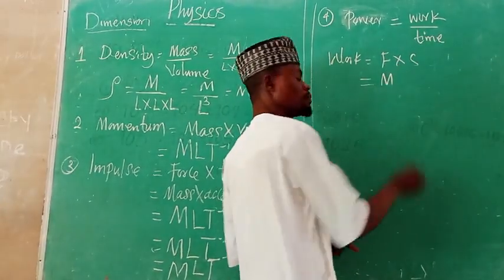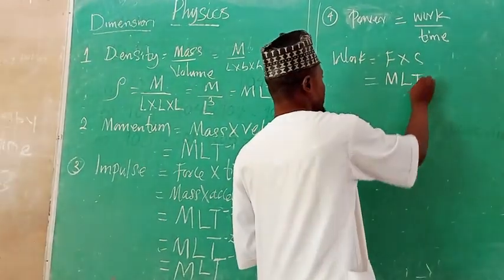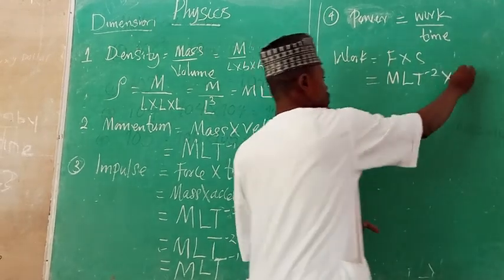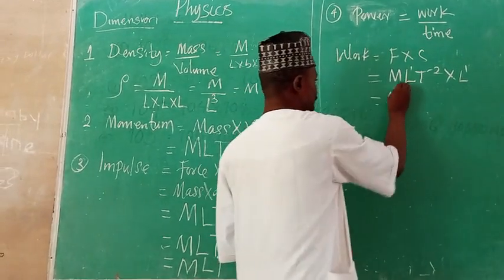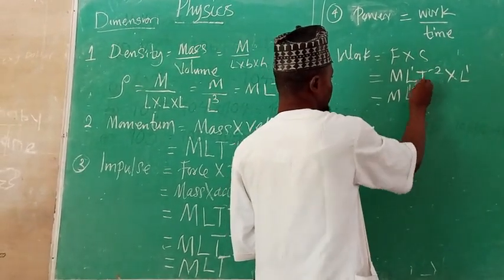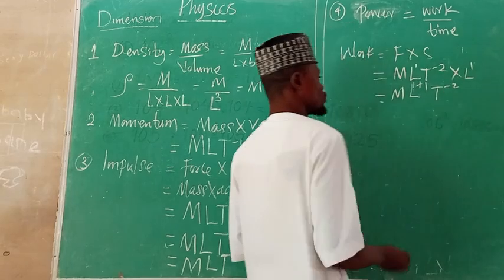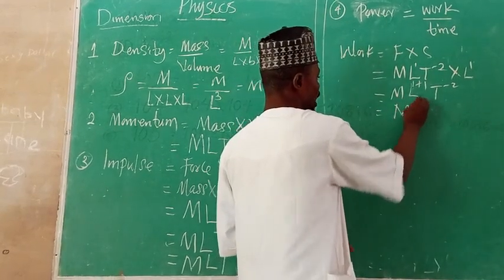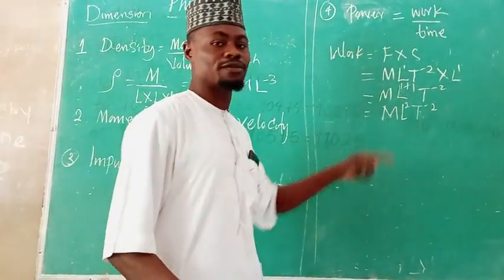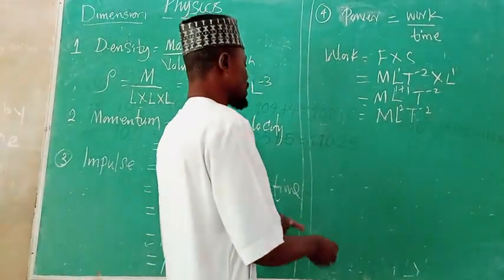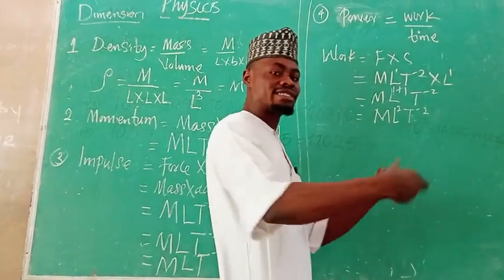Mass is capital letter M. Acceleration is L T minus 2, times the distance, which is L, raised to power 1. We now have M, L 1 plus 1, then T raised to power minus 2. We now have M L squared T raised to power minus 2. This is the dimension for work. Then let's talk about the dimension for power now, because work is related to power.